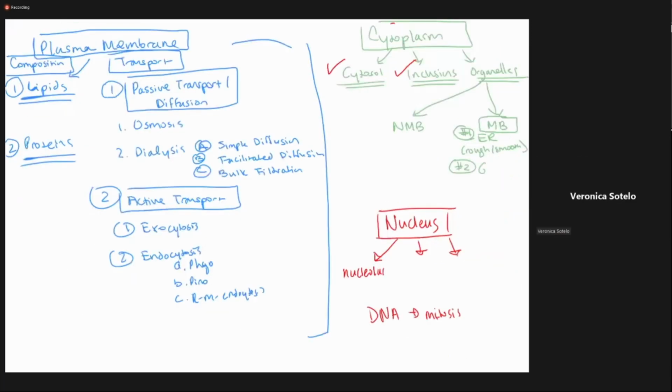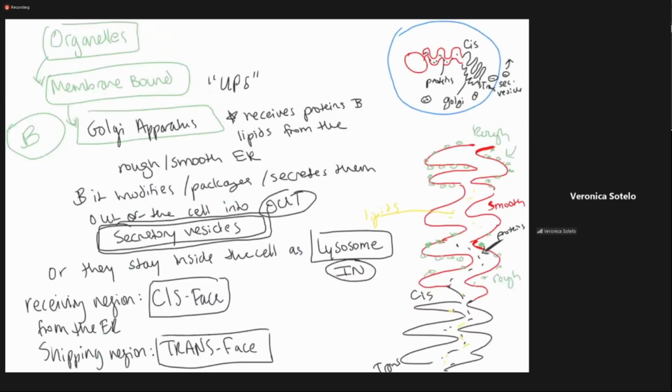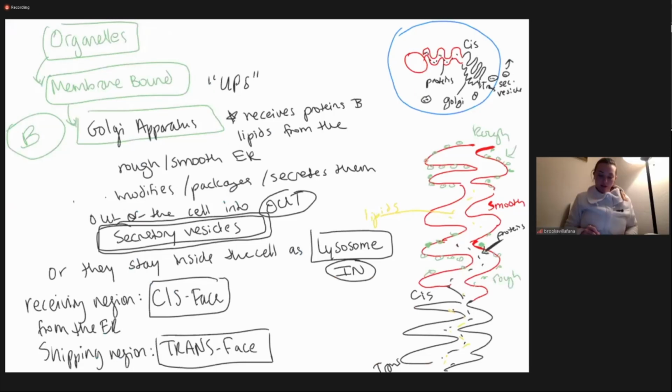I have a question. What did it say before the word modifies? I can't really read the handwriting. Oh, sorry. This is supposed to be "and": it modifies, packages, and secretes. Thank you.